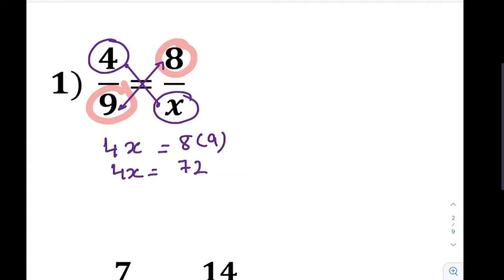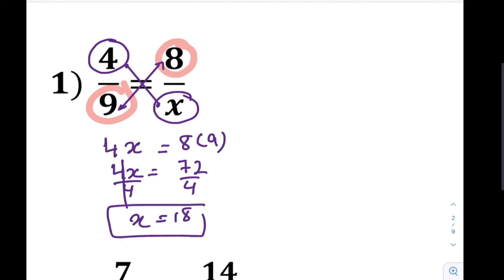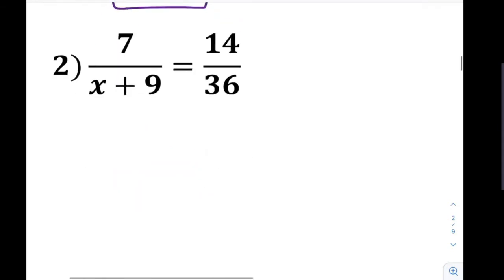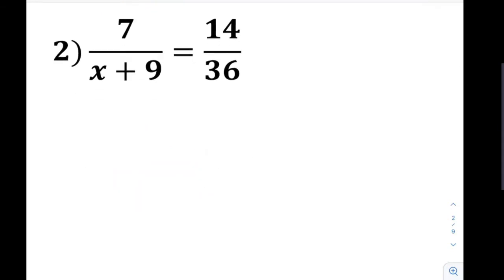And it ends with a simple one-step equation. صار عندنا معادلة بسيطة تنحل بخطوة واحدة. إذن we can divide both sides by 4, and this will end up with 72 divided by 4, which is 18. And we have this conclusion before we did it using the cross multiplication. احنا حصلنا على هذا الاستنتاج من أول. هذا سؤال سهل.